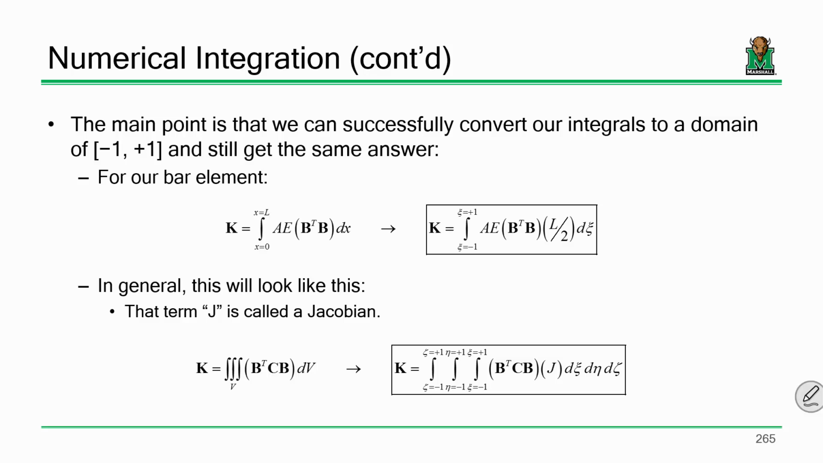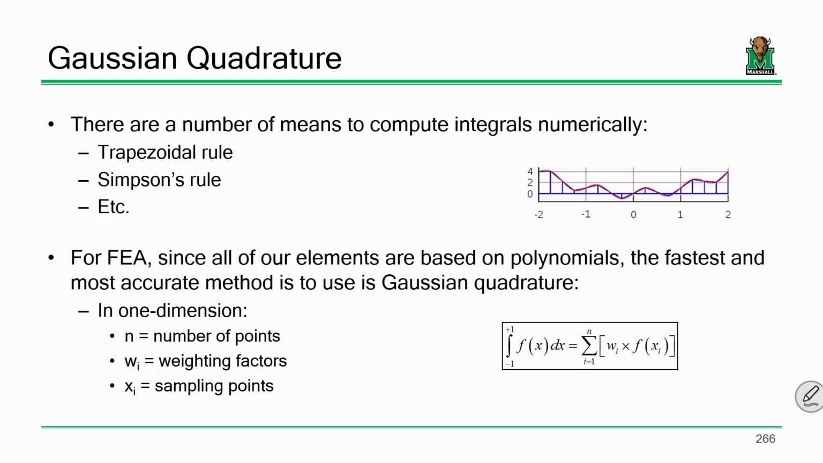Now, if you notice, anytime you go from here to here, there will always be a term left over, just like there was up here. That is called a Jacobian in our world, just so we're clear, okay? And it's just that translation from one system to another. Everybody good? Okay, now, why the minus 1 to plus 1? Because of numerical integration schemes.